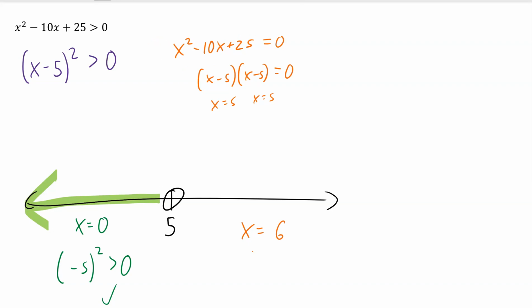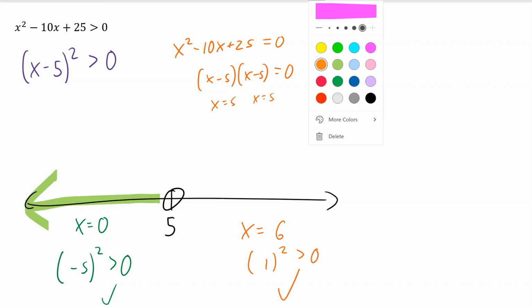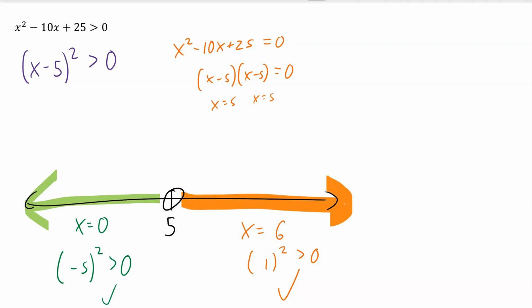And if I plug 6 in, I get 1 squared greater than 0. Yeah, that's true. And in fact, in retrospect, I realize, of course, everything's going to be true. This is asking something squared greater than 0. Something squared is going to be greater than 0 unless it is exactly 0. So all numbers are going to work except for that number that makes that left side 0, which matches what I got. All numbers from negative infinity to 5, and also all of the numbers from 5 to infinity work.